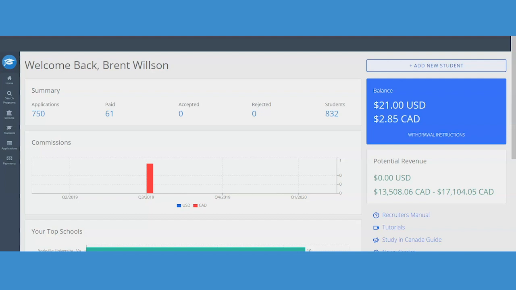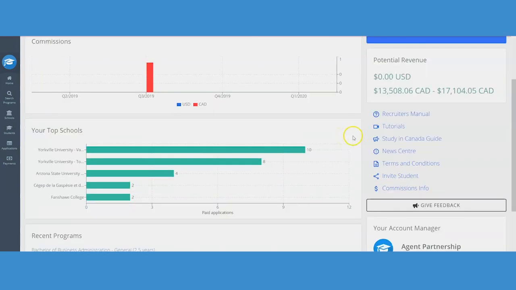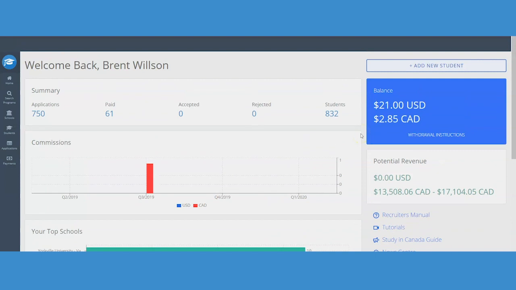This tutorial will give you an overview of your recruitment partner dashboard. On the left side, you're going to see the Access tab that shows you the most commonly used icons. In the middle is going to be a total of your applications, the commissions that you have lined up, and the top schools that you've been looking at.